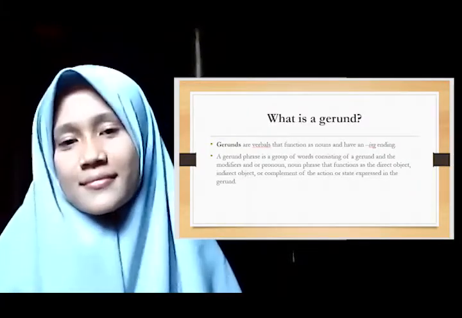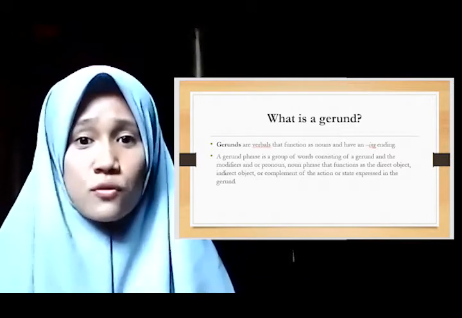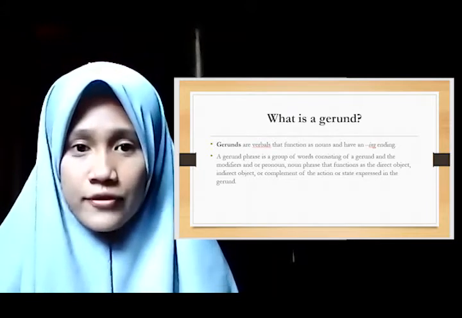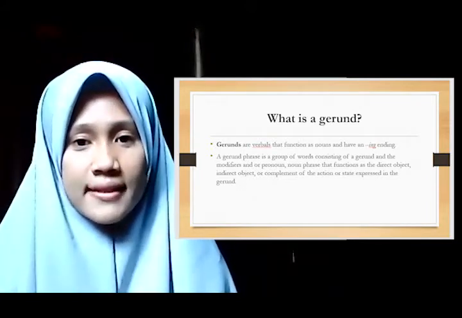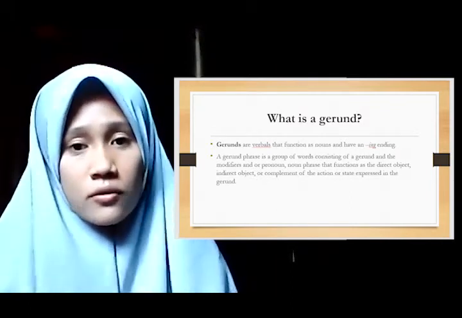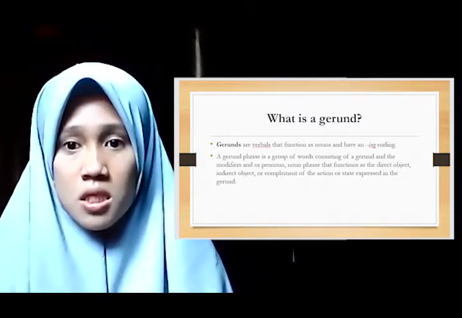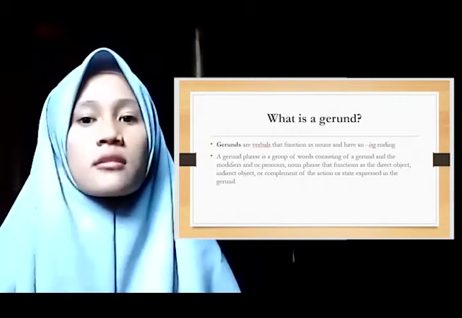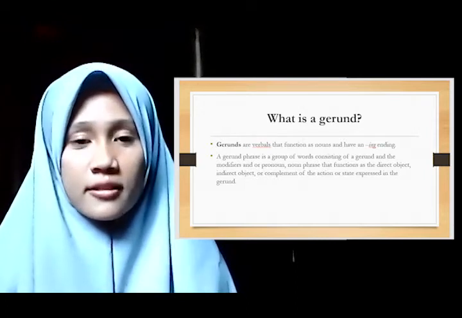Okay, there are several forms of an appositive phrase, namely gerund, infinitive, and adjective. What is a gerund? Gerunds are verbals that function as nouns and have an ing ending. A gerund phrase is a group of words consisting of a gerund and the modifiers or pronoun or noun phrase that function as the direct object, indirect object, or complement of the action or state that is in the gerund.